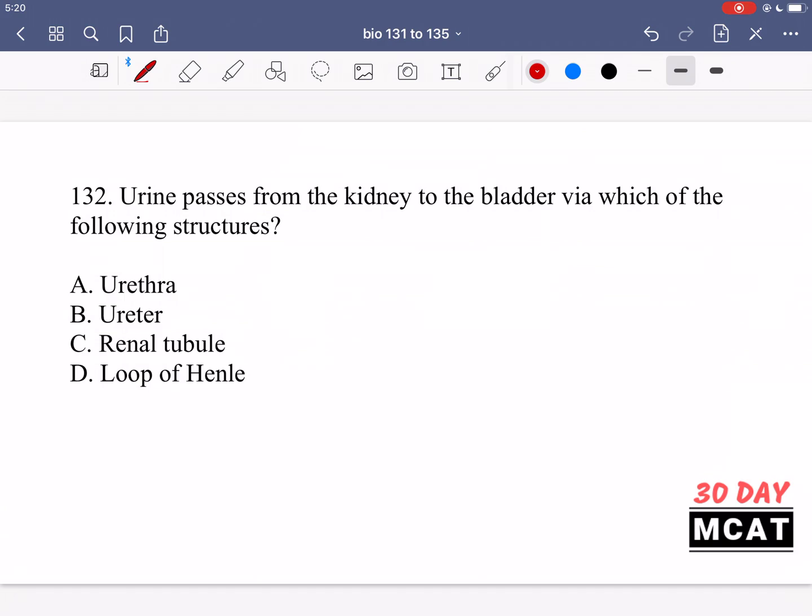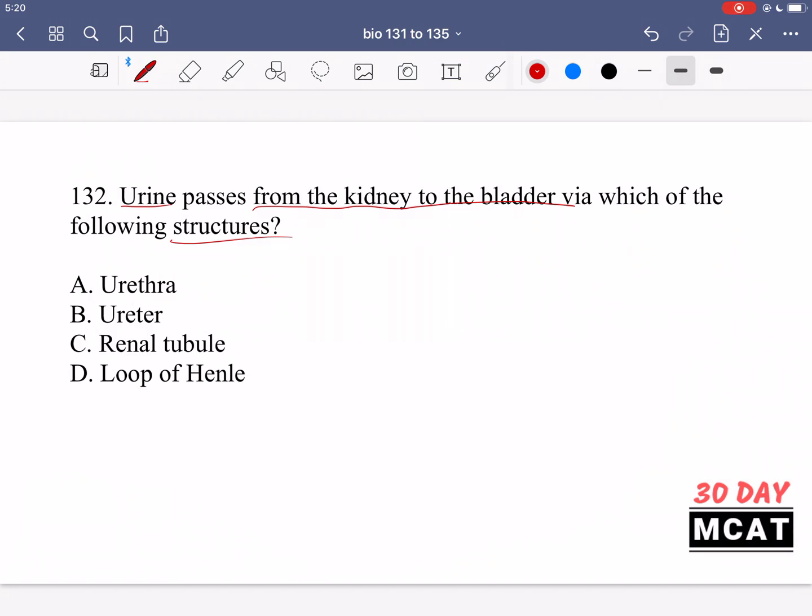In question 132, it says urine passes from the kidney to the bladder via which of the following structures? So we are talking about urine going from the kidney to the bladder. So which structure is responsible for that? These structures are all kind of related to the kidney and the bladder.